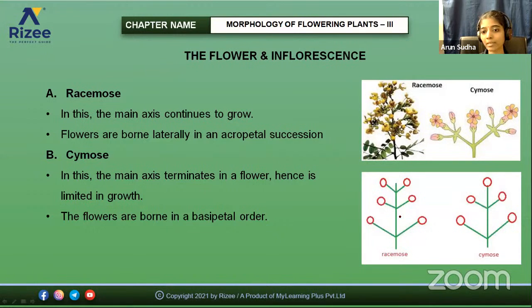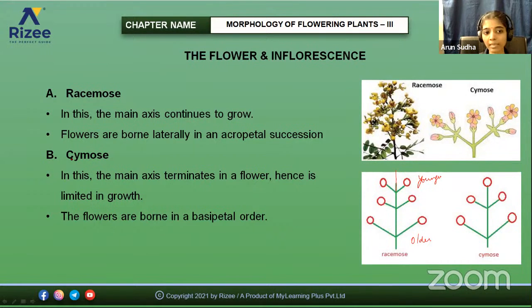So what can you see here? This is the main axis, and it keeps on growing. But here you see the presence of flowers. The flowers are borne laterally in acropetal succession. The older flowers will be arranged here and the younger flowers will be on the upper side. So this is the case of racemose inflorescence.